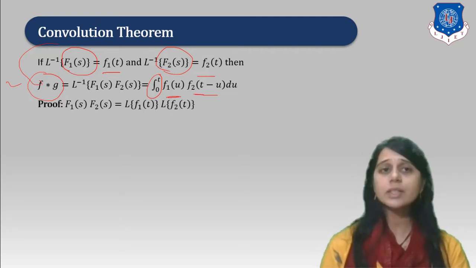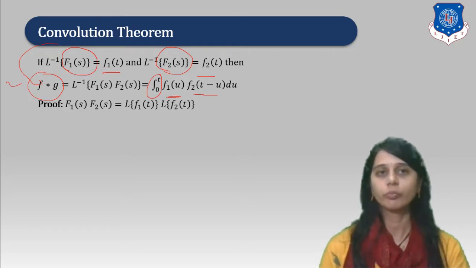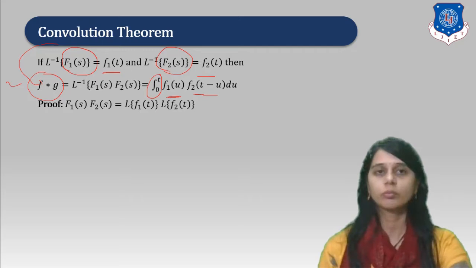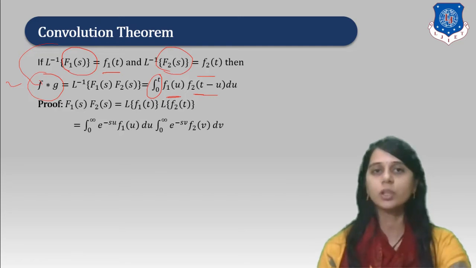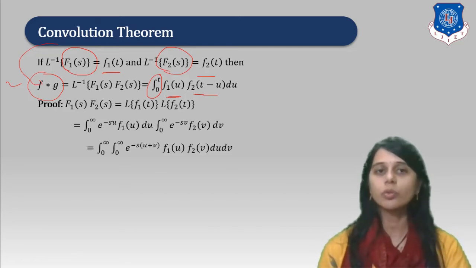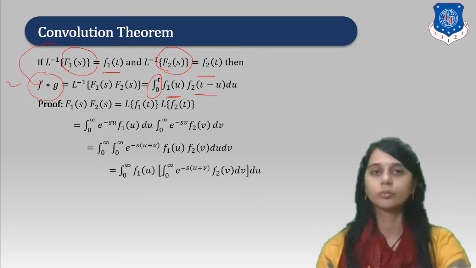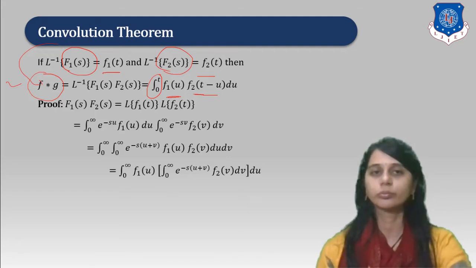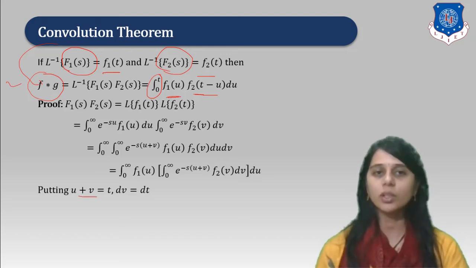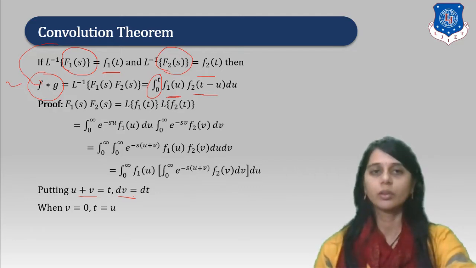Proof: F1(s) F2(s) equals L of f1(t) times L of f2(t). That is the integration from 0 to infinity of e raised to minus su f1(u) du, times the integration from 0 to infinity of e raised to minus sv f2(v) dv. We are taking 0 to infinity, 0 to infinity, e raised to minus s(u plus v), f1(u) f2(v) du dv. Rewriting, the integration from 0 to infinity of f1(u), times the integration from 0 to infinity of e raised to minus s(u plus v) f2(v) dv, du. We take u plus v equal to t and dv equal to dt. So v equal to 0 gives t equal to u, and v equal to infinity gives t equal to infinity.